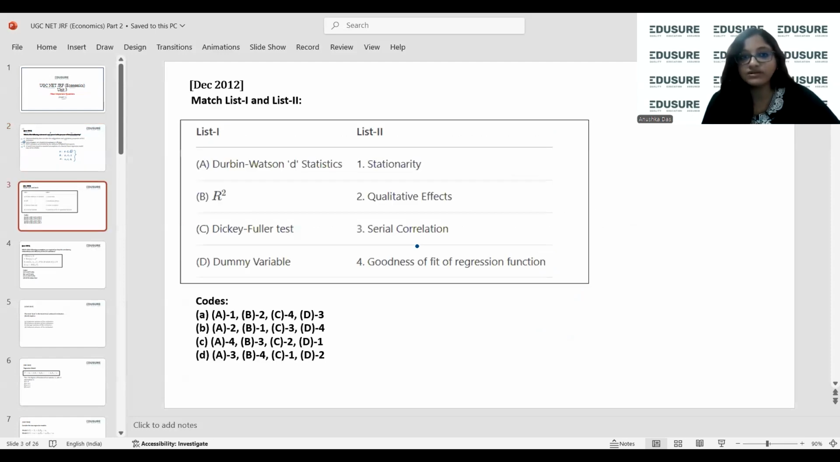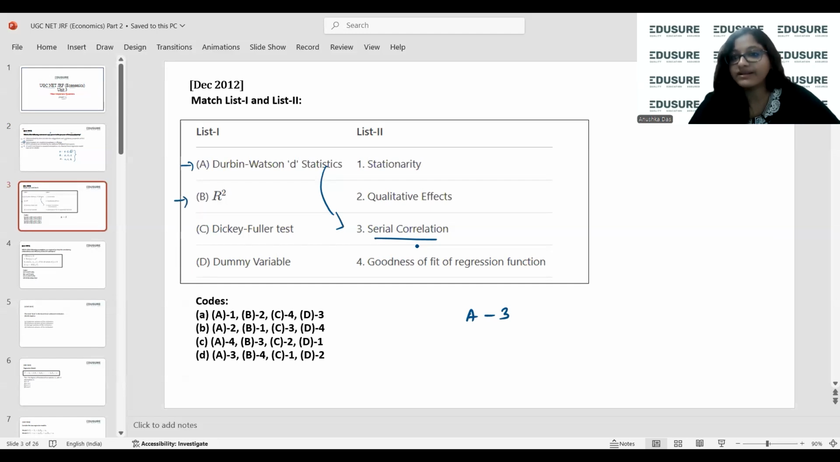Now let's move on. This is December 2012, match list 1 and list 2. See, the first item is the Durbin-Watson D statistic. The Durbin-Watson test is a very, very important test that detects serial correlation or autocorrelation. Serial correlation is another name for autocorrelation. So A will be option number 3.